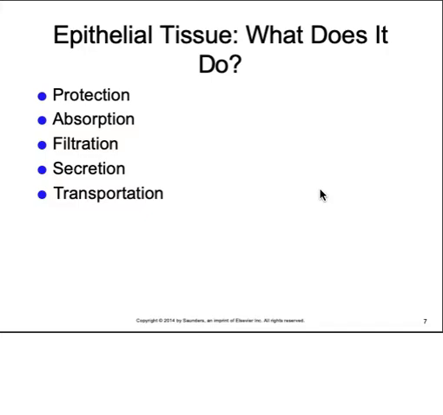Secretion is where the cells manufacture something inside them and they spit it out. We noted in the chapter on cells that one of the ways this happens is through a process called exocytosis, which is a type of active transport. And then transportation, essentially, is moving material from one location to the other, usually across the apical surface.